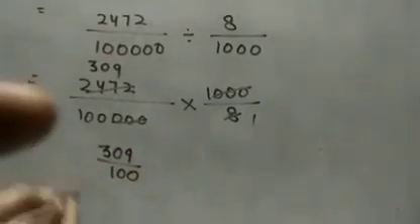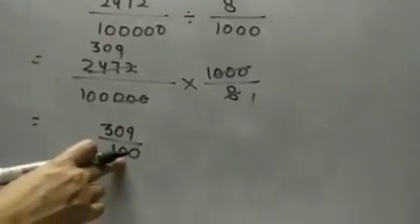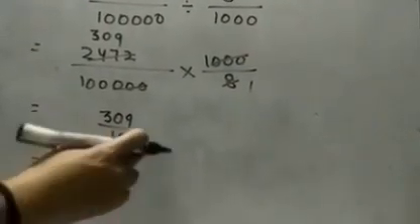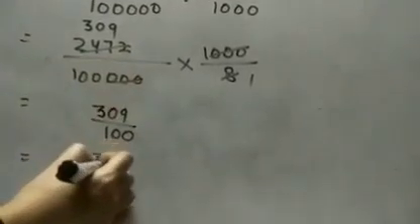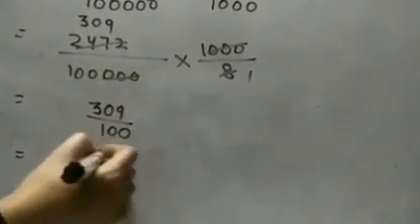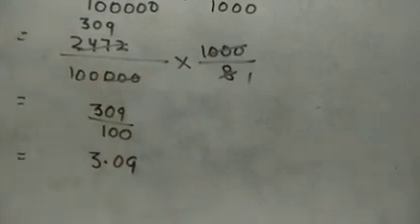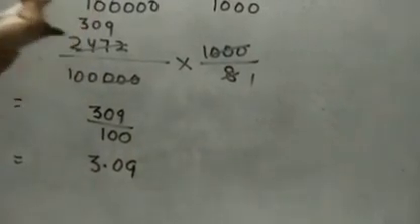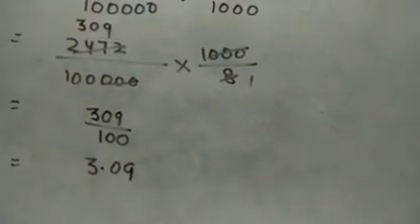Now we have to give the answer in decimal. How many zeros do we have in the denominator? 2. So the decimal will shift 2 places from right to left. It's 3.09. In this way we can divide the decimal numbers.